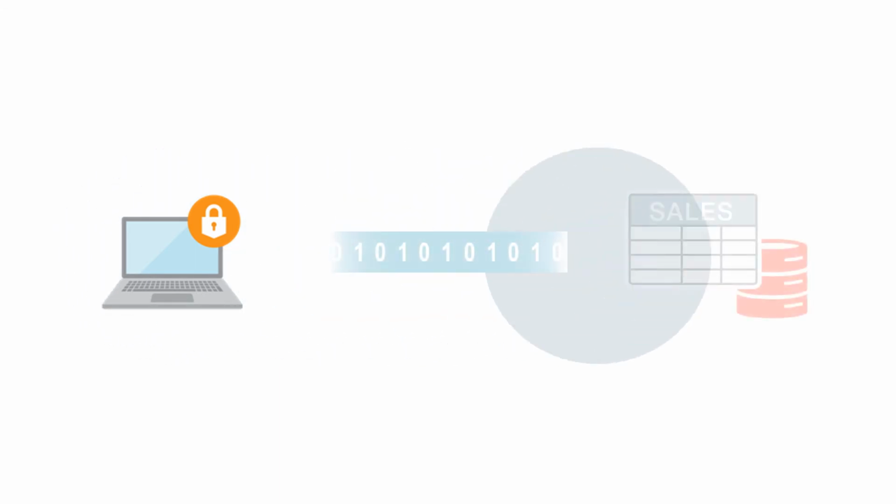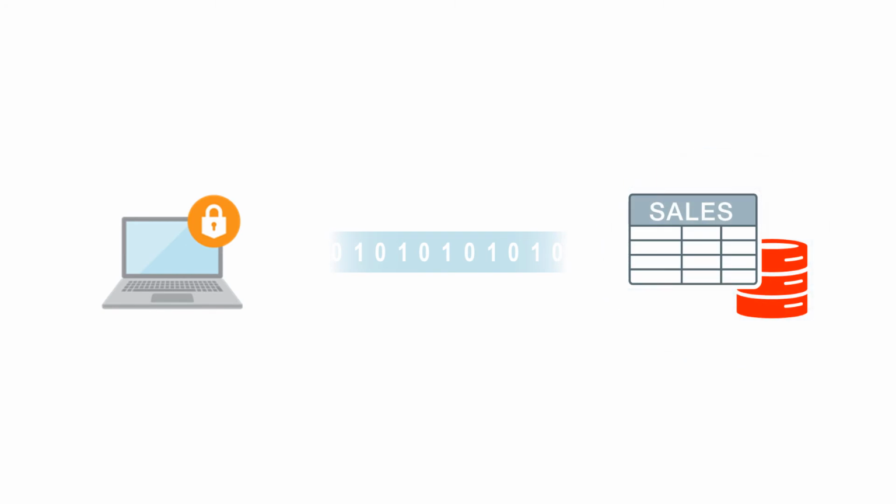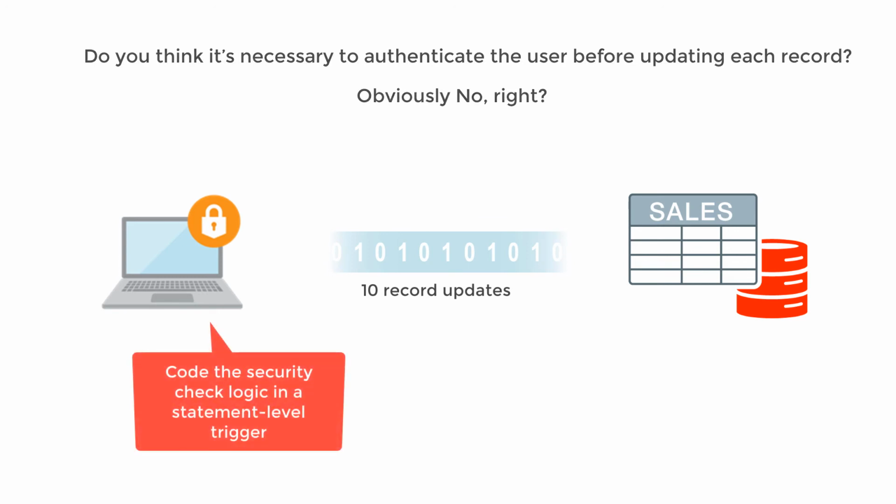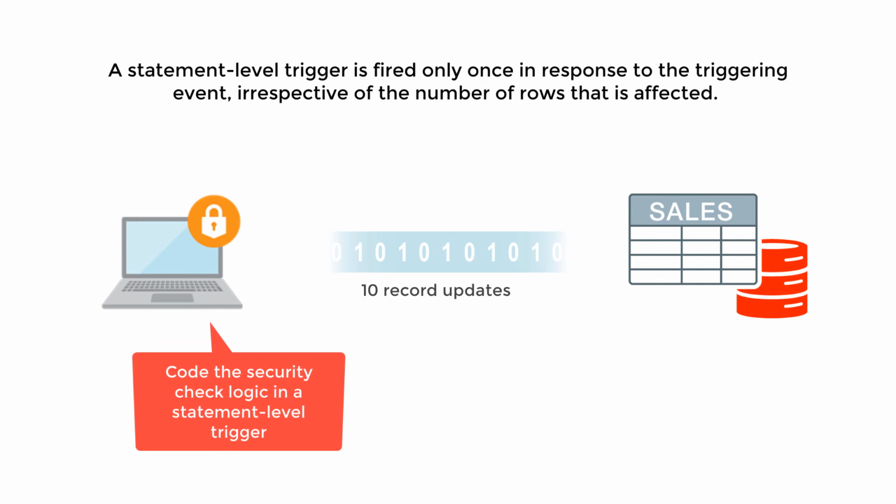Consider a scenario where you want to perform a complex security check on the current user before updating a very critical table in a database. Now just imagine the user is trying to update 10 records of this table. Do you think it's necessary to authenticate the user before updating each record? That is 10 times? Obviously no, right? So you need a statement level trigger in this case. A statement level trigger is fired only once in response to the triggering event, irrespective of the number of rows that is affected. In fact, this trigger gets fired even if no rows are affected at all.